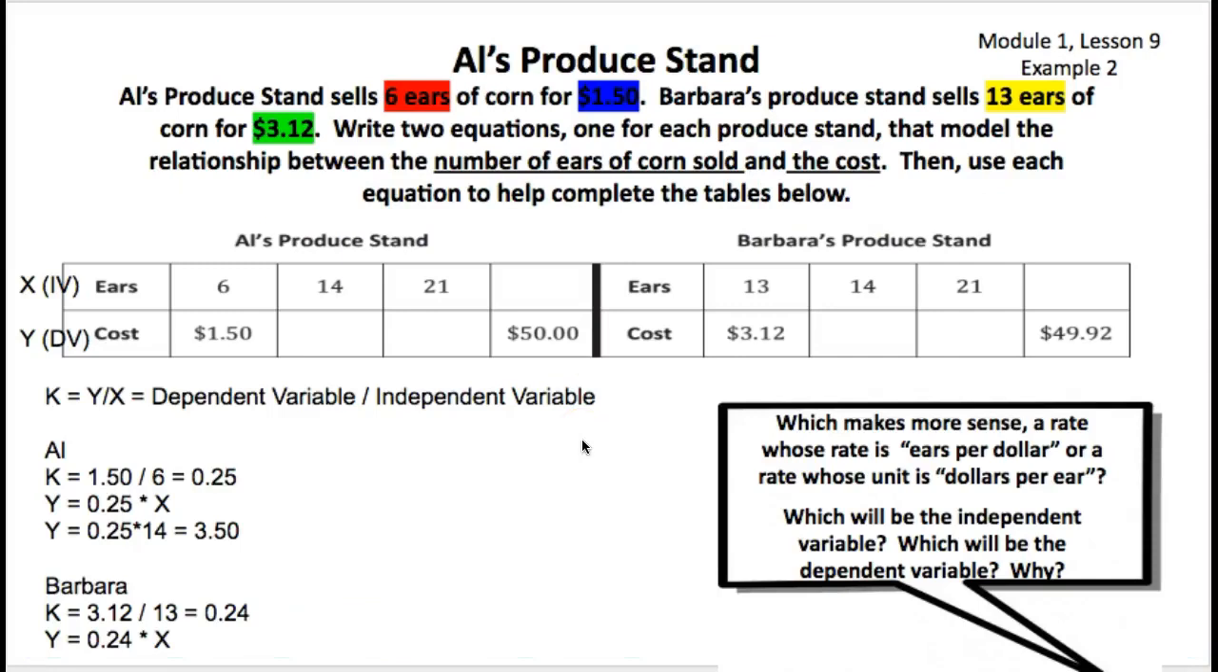So that concludes our 2 examples for lesson number 9. We will complete the problem set, page 37 and page 38 in class.